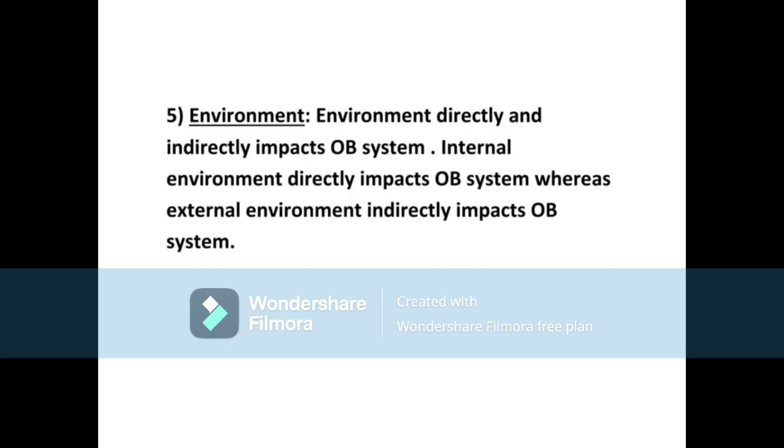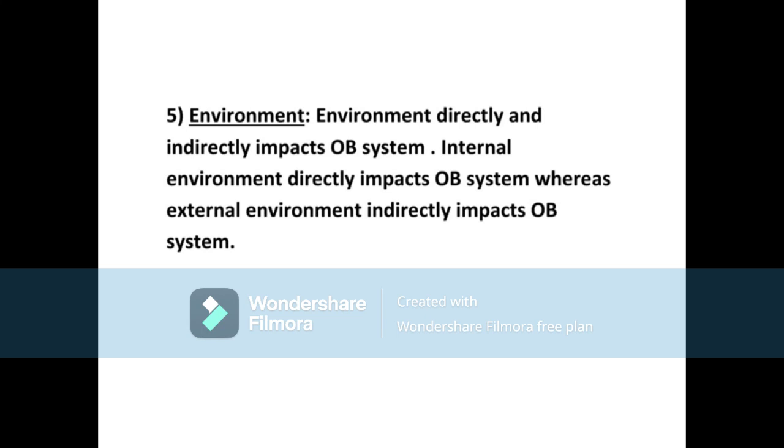processing style. Coming to environment, environment directly and indirectly impacts the OB system. Internal environment directly impacts the OB system, whereas external environment indirectly impacts the OB system. Internal environment is regarding the internal policies and state of affairs of the organization. State of affairs is nothing but the plans, procedures, strategies and norms of the organization. If there are any policy changes in the organization, definitely it will result in effects on the employees.